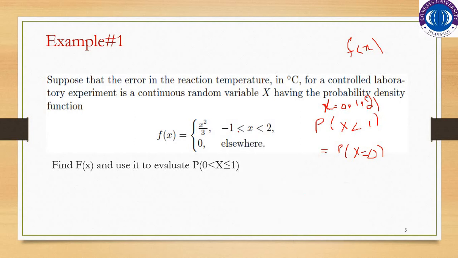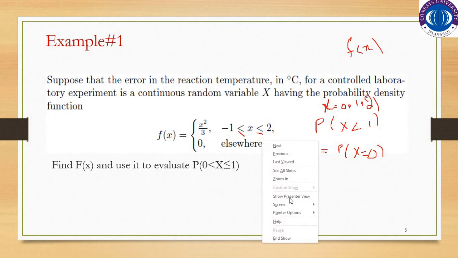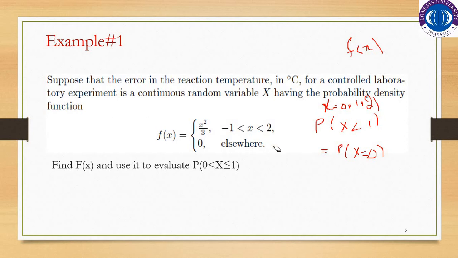Like here, this: minus 1 is less than or equal to x less than or equal to 2, or you write it as minus 1 less than x less than 2, both have the same meaning. In this particular limit, minus 1 and 2 are both included. You can include minus 1, you can also include 2. Why is this happening? Because this is the continuous case.